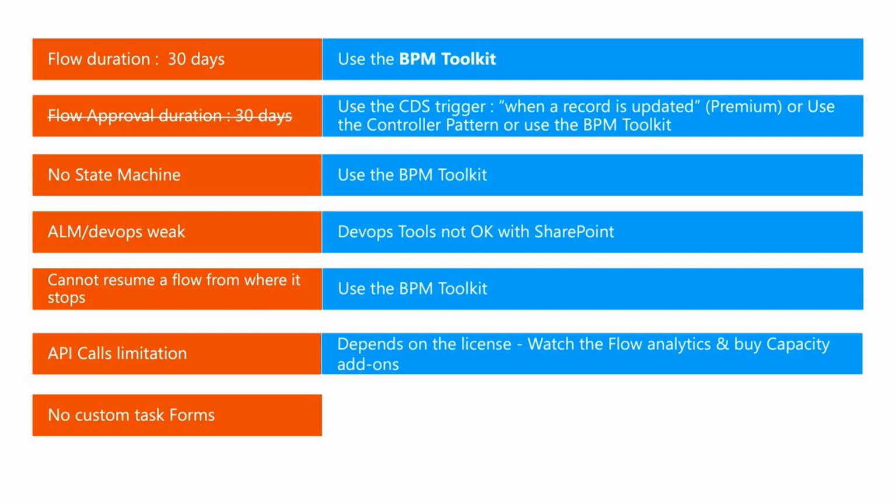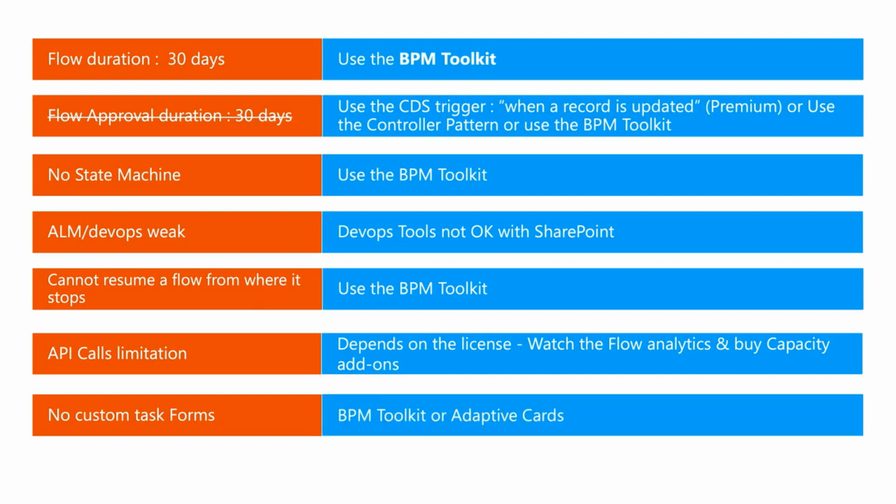There's no custom task form in Power Automate. So if you ask someone to approve, they will get a default approval form. So you cannot easily customize that, like displaying information coming from different data sources. So that is something which is also possible in the BPM Toolkit.